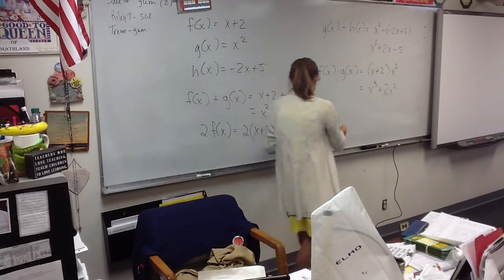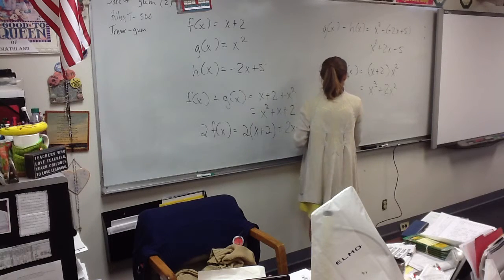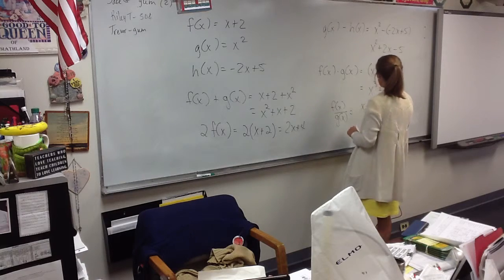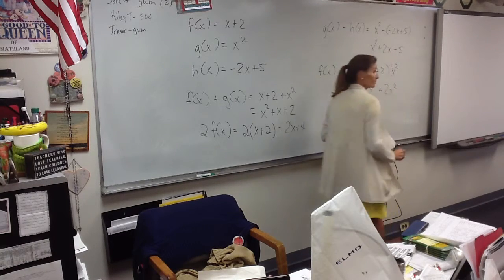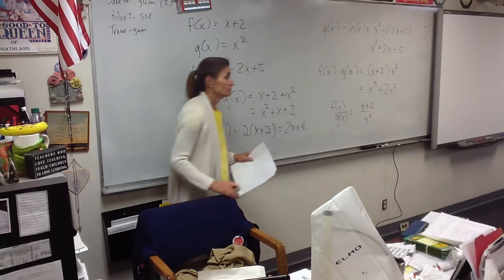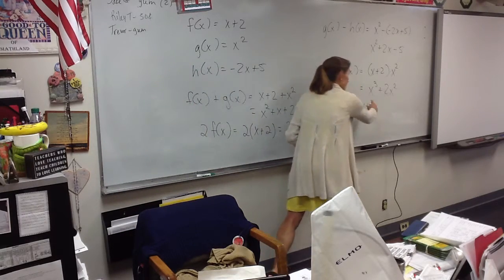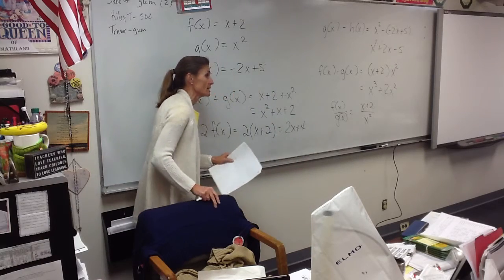E. F of x divided by g of x. That will be x plus 2 over x squared. Do not cancel. No canceling. Gotta have the triangle canceling. There's no canceling in that problem.